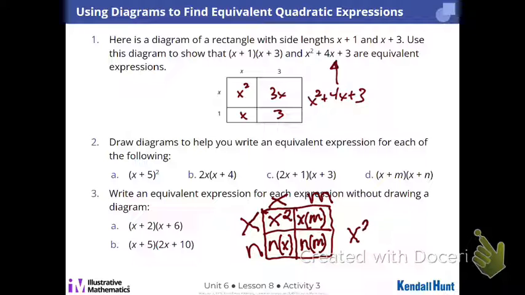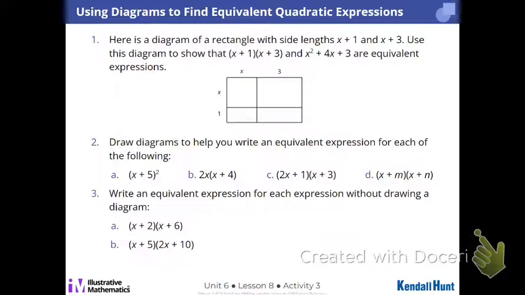Any like terms? No. Like terms have the same variable, same exponent. So we got x squared plus nx plus xm plus nm. Good job, Sophia. There is an opportunity you could factor something out in the middle, but it wouldn't really simplify it any more than we need.